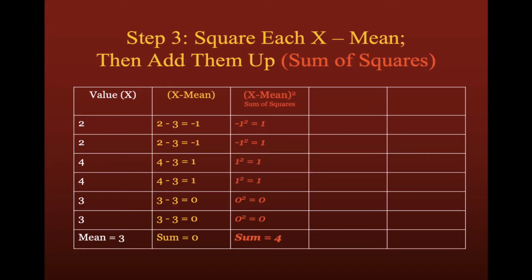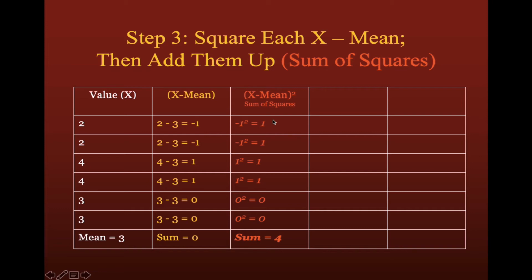The next step is to calculate what's called the sum of squares. So you take all of the values that you just calculated, the negative 1, negative 1, 1, 1, 0, 0, and you square them, because you need to get rid of the negative sign. So you square all those values. So now that negative 1 becomes a 1, right? And so now you square all the values.